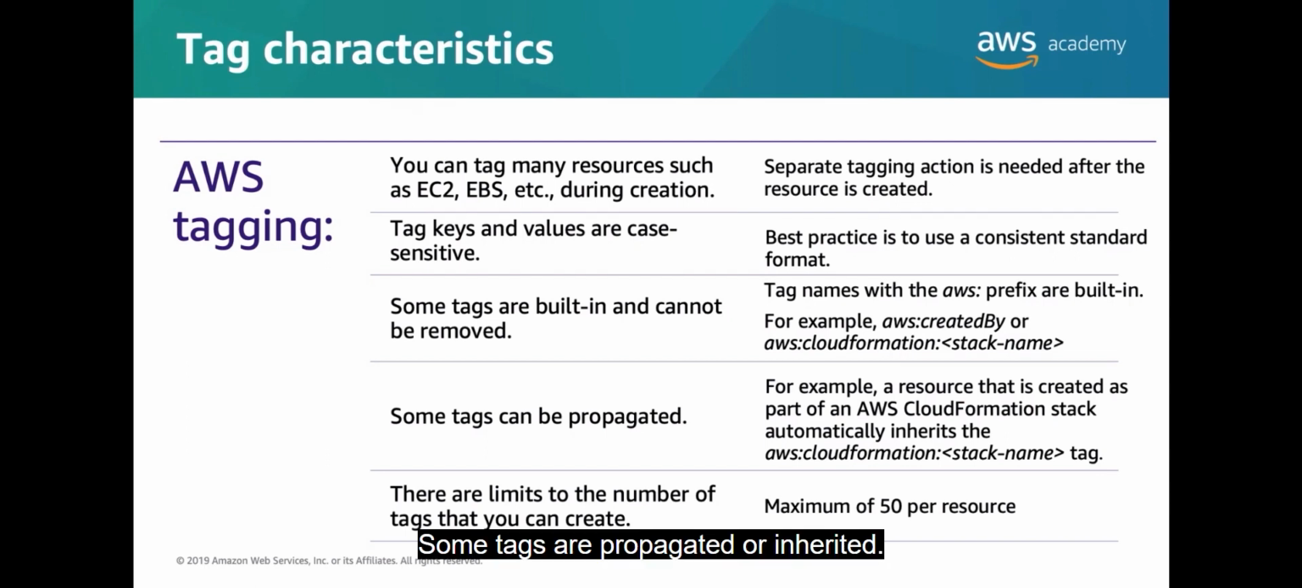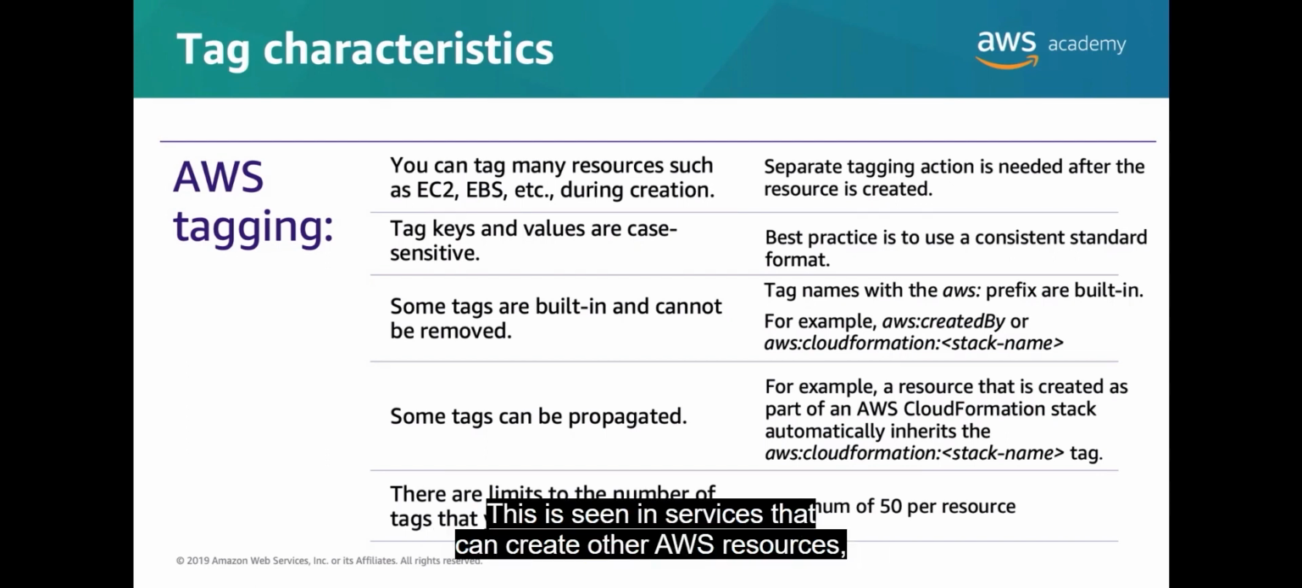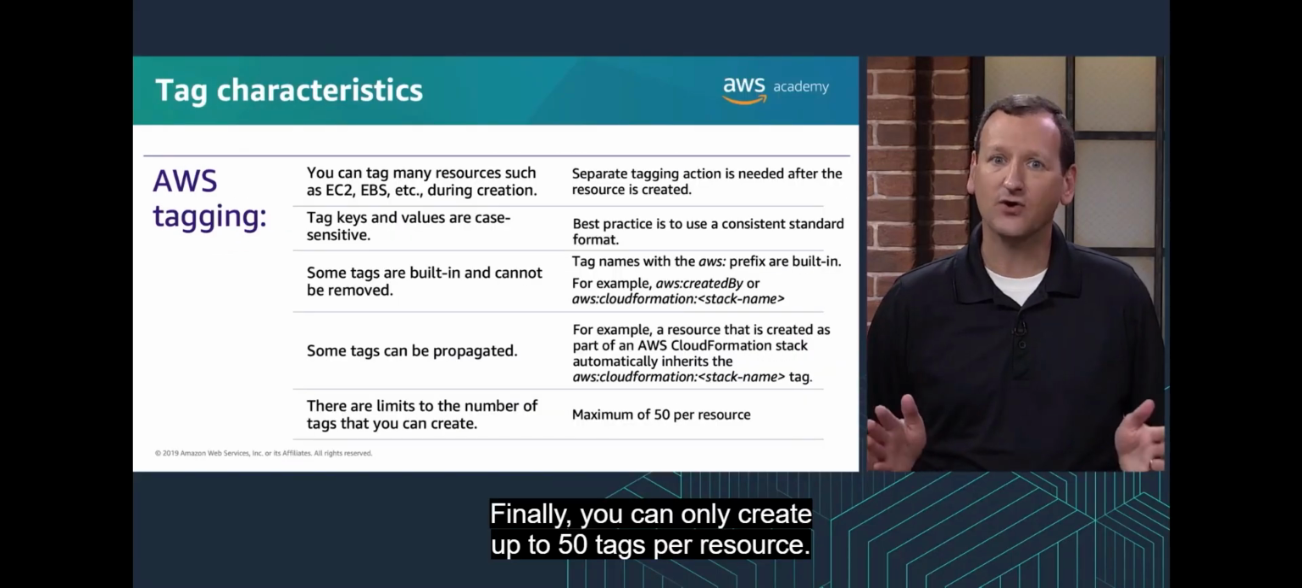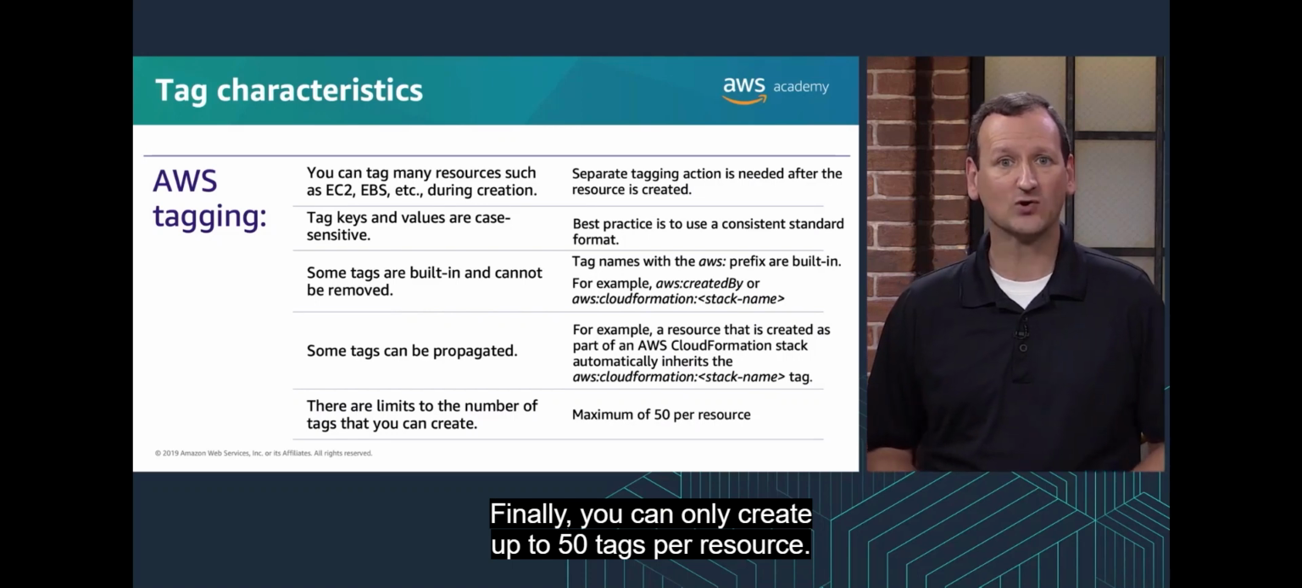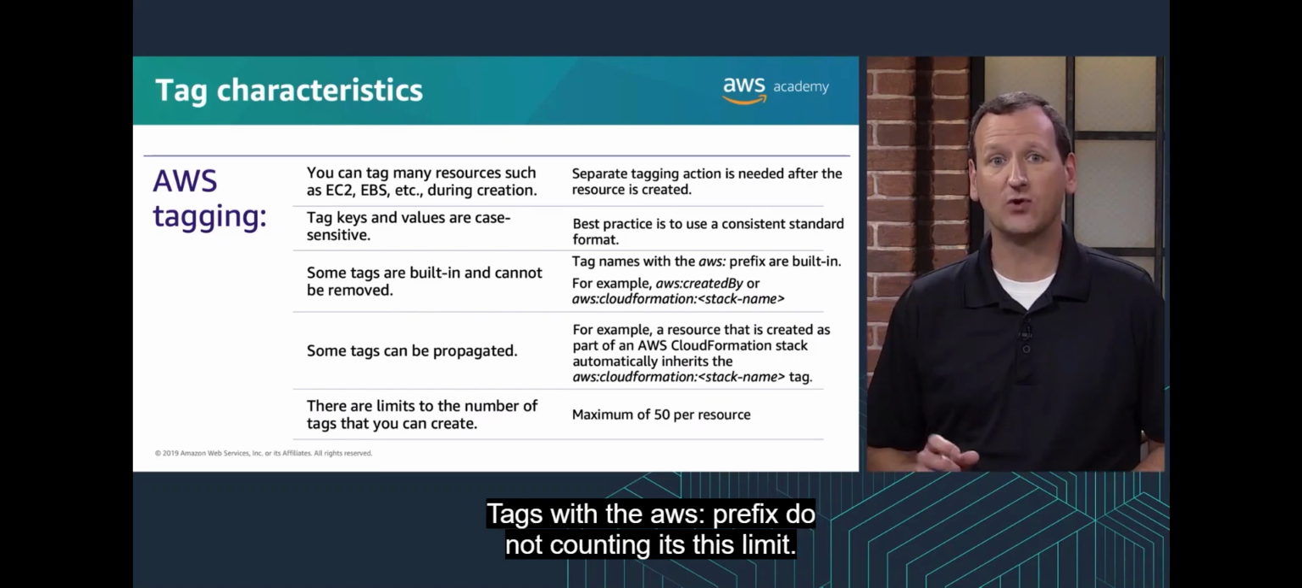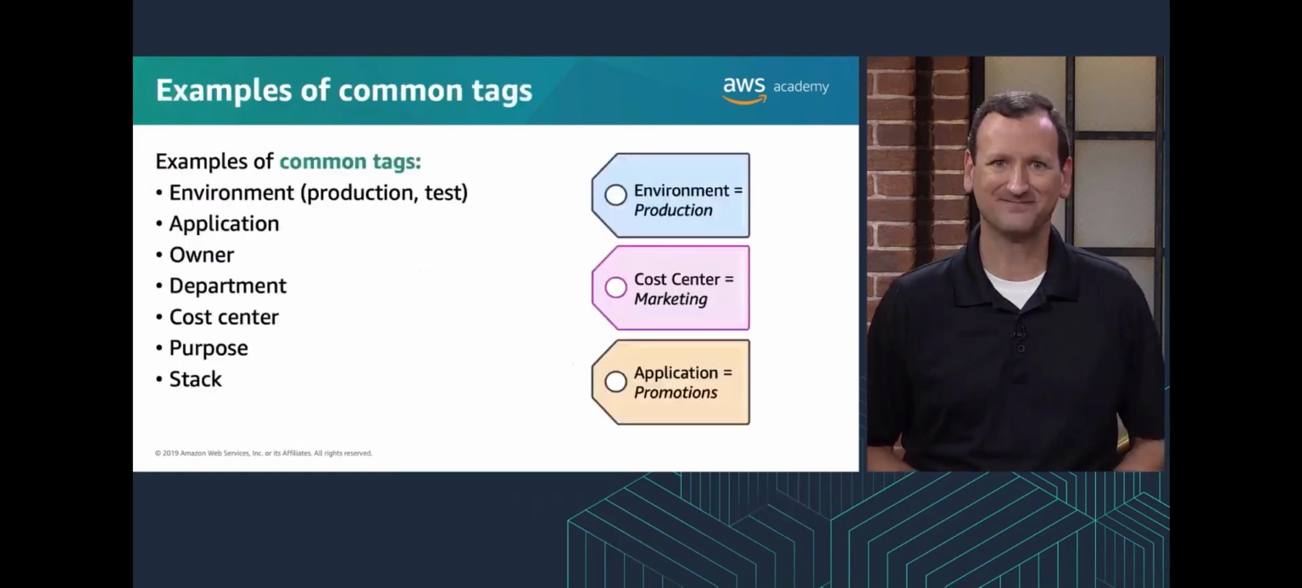Some tags are propagated or inherited. This is seen in services that can create other AWS resources, such as AWS CloudFormation and AWS Elastic Beanstalk. Generally, when one of these services creates a resource, it tags that resource with a reference to itself. For example, a resource created by an AWS CloudFormation stack automatically inherits the stack's aws:cloudformation prefix to the name tag. Finally, you can only create up to 50 tags per resource. Tags with the aws: prefix do not count against this limit.